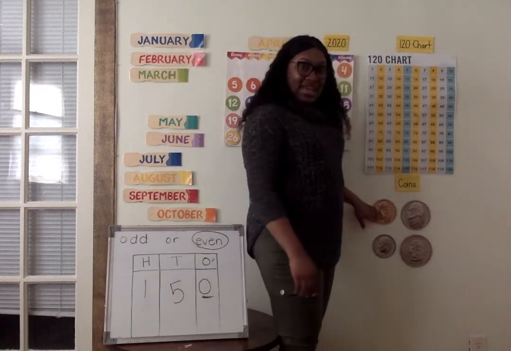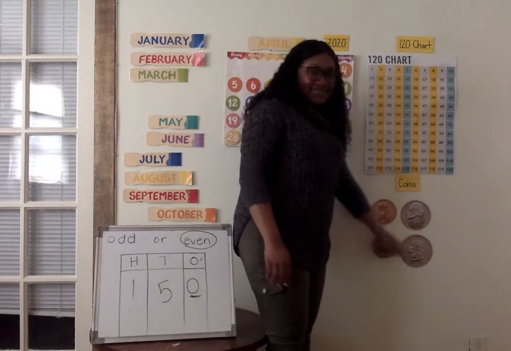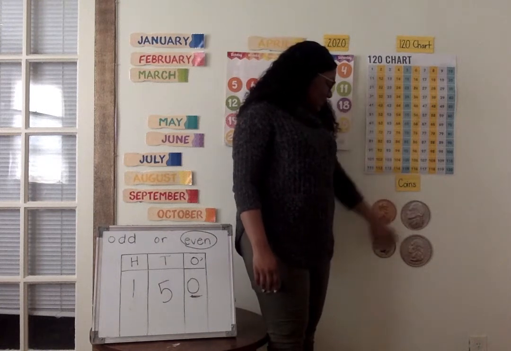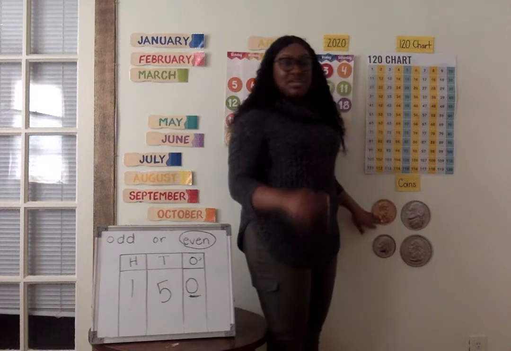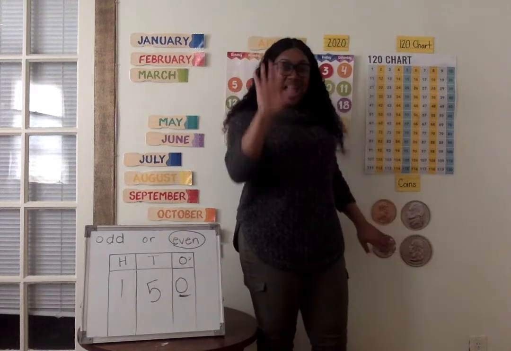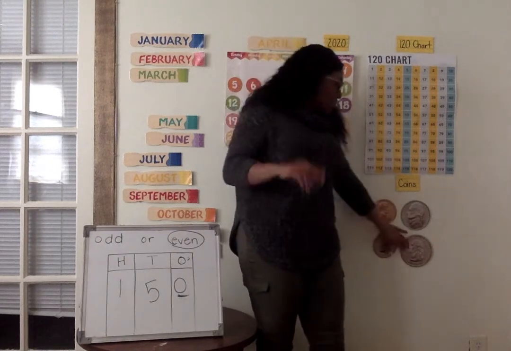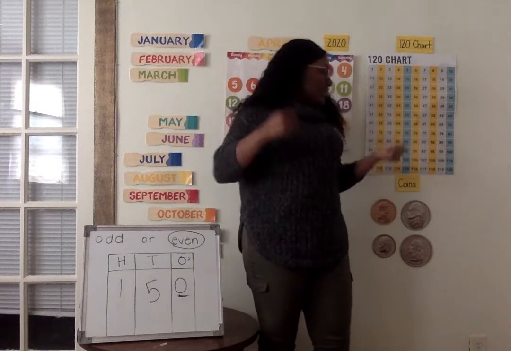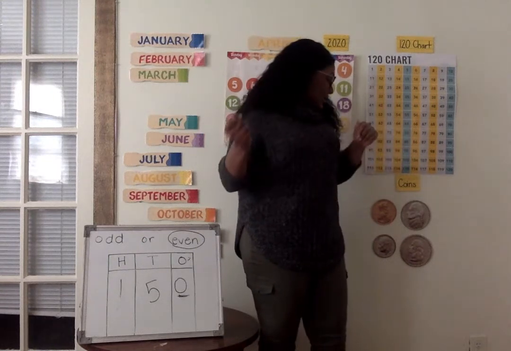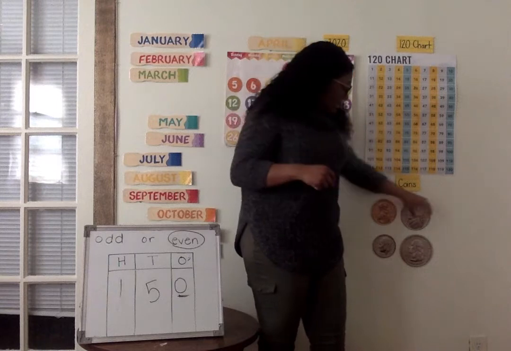Coins. Get ready. Pennies, nickels, dimes, and quarters. A penny's worth 1 cent, a nickel's worth 5 cents, a dime is worth 10 cents, a quarter, 25. Pennies, nickels, dimes, and quarters.